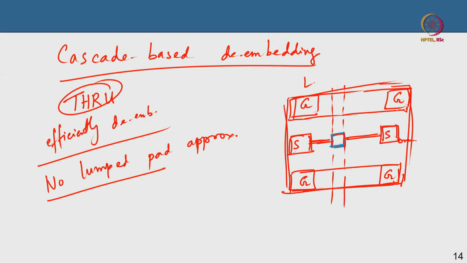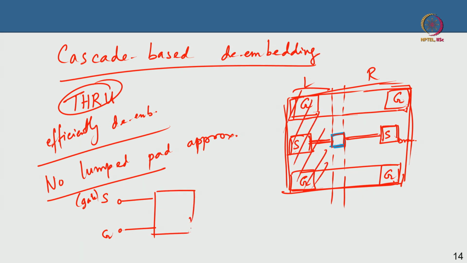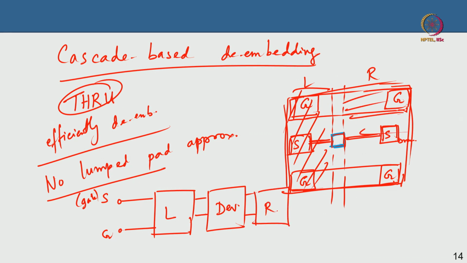Everything to the left is a left network, everything to the right is a right network, and that is the active device. So I have the two port theory again, this is signal, this is ground, and signal means this is gate. And I have all this thing, I will put it as a network, I will call it the L network. Then I have the device, the active device, I will call it device, and everything here is the right network, and then I have signal, then I have ground, this is the drain, the signal.